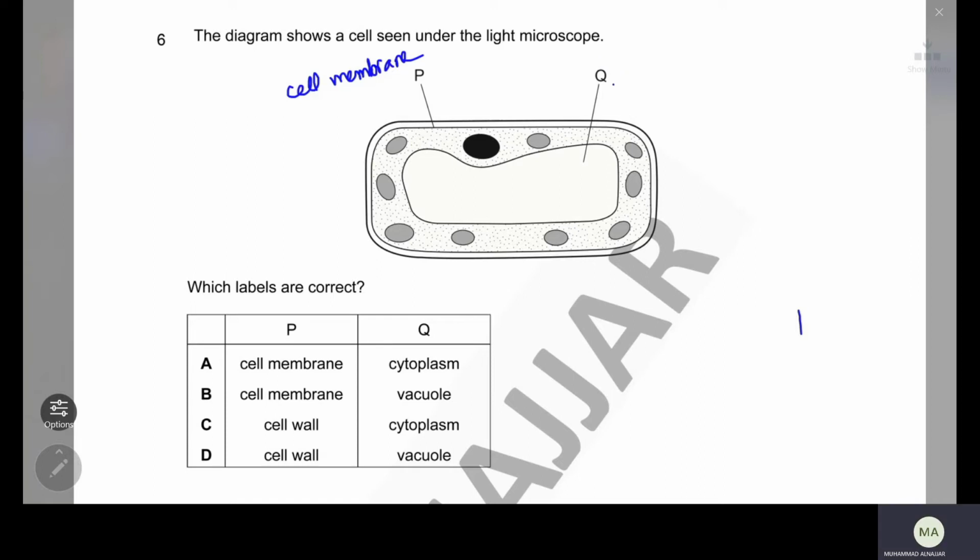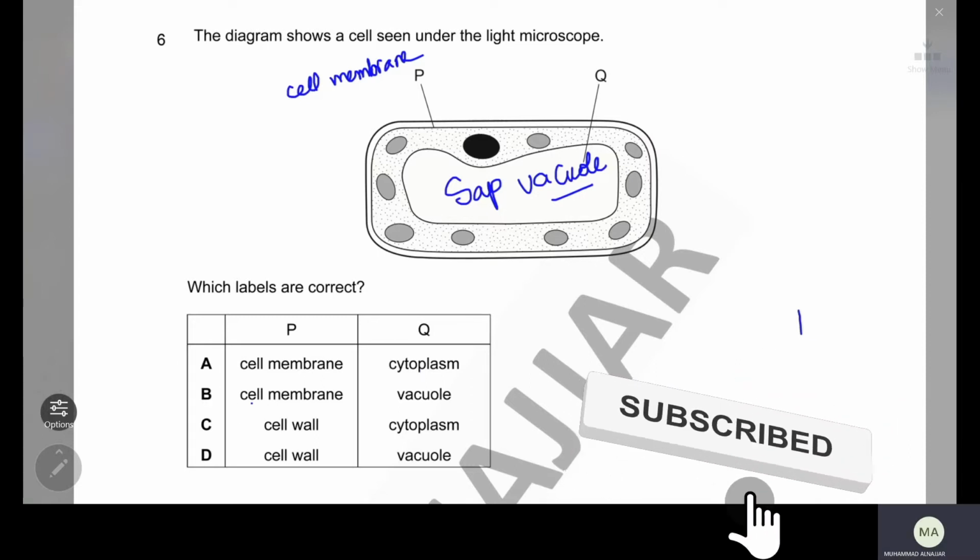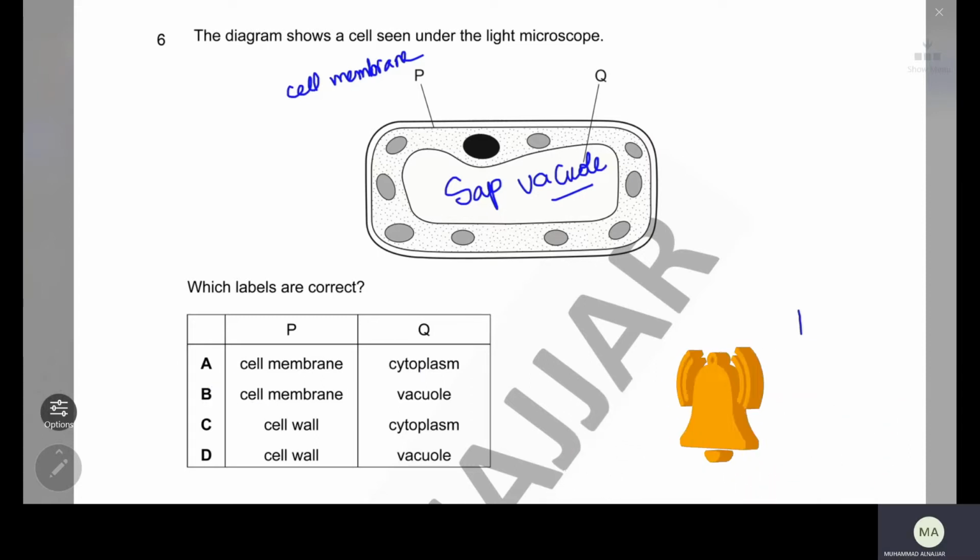Regarding Q, it is the sap vacuole. So, very easy now to answer the question. A, cell membrane and cytoplasm. No. B, cell membrane and vacuole. Yes, this is the correct answer, and we find it out.